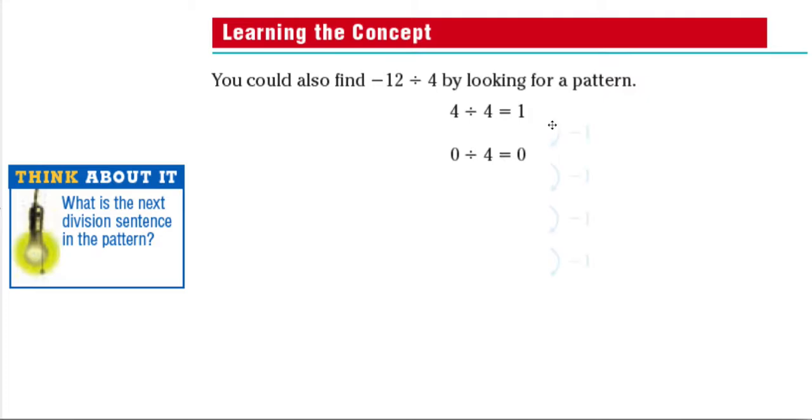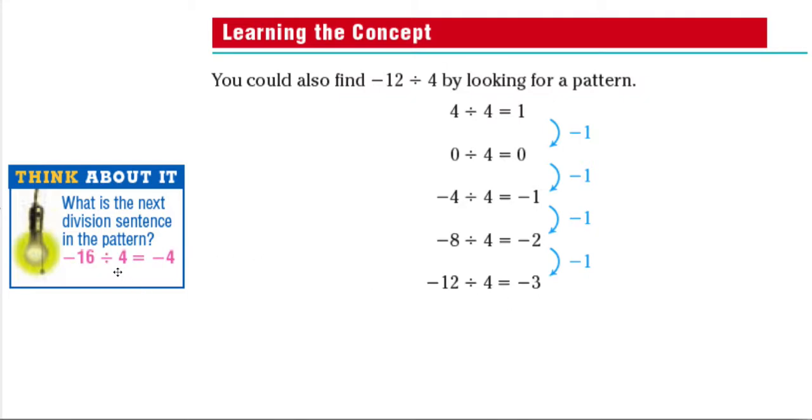If you follow that pattern of subtracting 1 all the way, and subtracting 4 all the way, this becomes negative 4 divided by 4 equals negative 1. Continuing that pattern, negative 4 plus negative 4 gives you negative 8 divided by 4 equals negative 2. Still continuing, this becomes negative 12 divided by 4 equals negative 3. And what is the next division sentence in the pattern? You add negative 4 to negative 12, which gives you negative 16. The 4 remains the same, and the quotient becomes negative 4. So that's negative 16 divided by 4 equals negative 4.